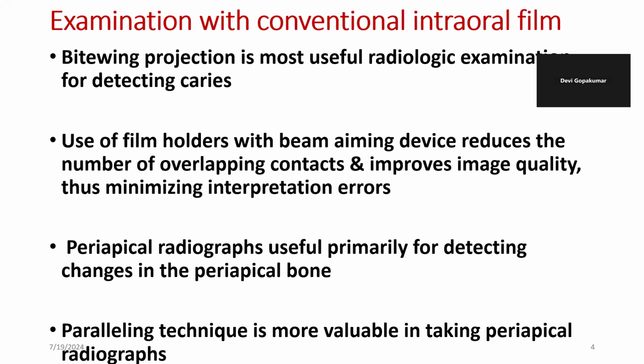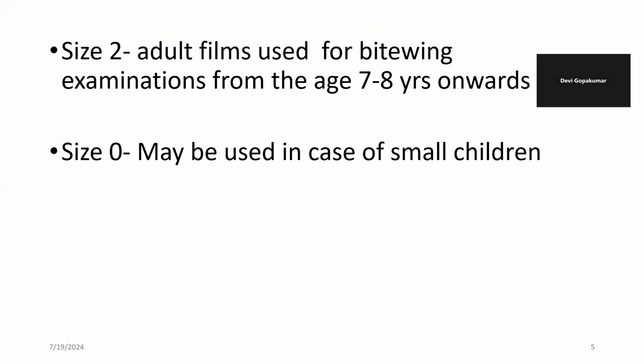Bite-wing projections are the most useful radiographic examination for detecting caries. Use of film holders with a beam aiming device reduces the number of overlapping contacts and improves the image quality, thus minimizing interpretation errors. Periapical radiographs are useful primarily for detecting changes in the periapical bone. The paralleling technique is more valuable in taking periapical radiographs. Size 2 adult films are used for bite-wing examinations from the age of 7 to 8 years onwards. Size 0 may be used in case of small children.